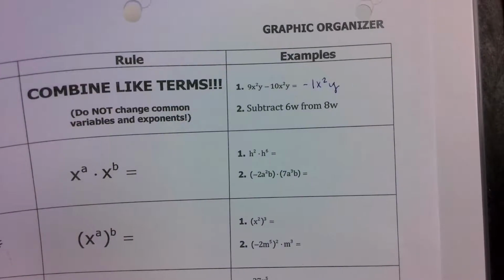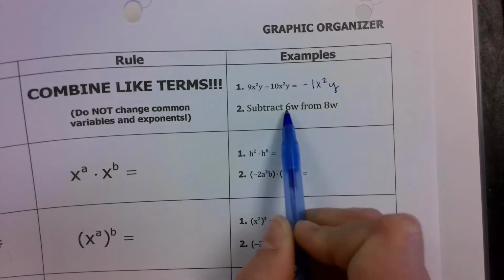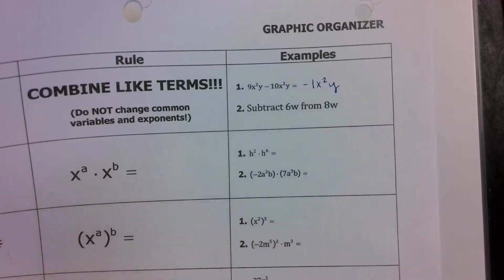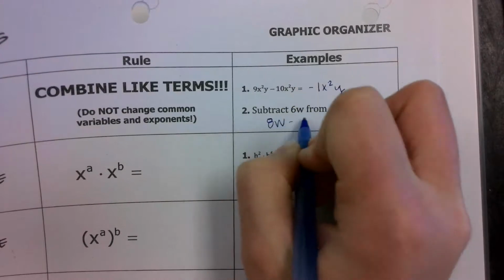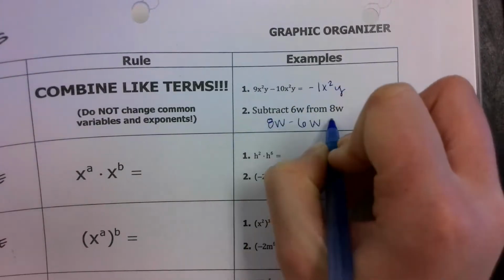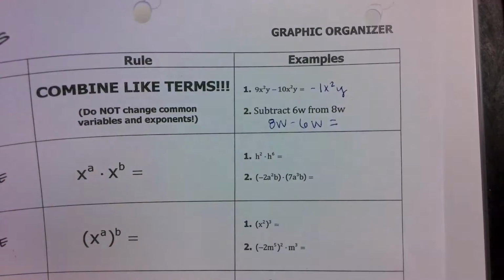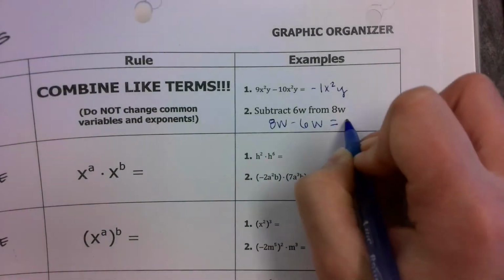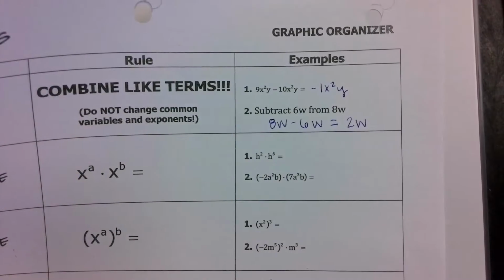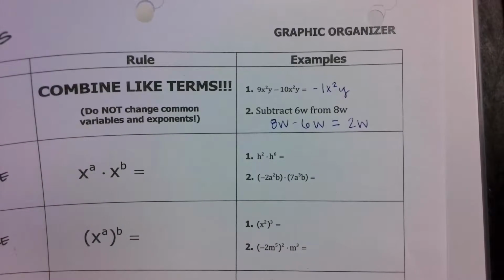It says subtract 6w from 8w. So that's kind of like a flip. You've got to switch the order. So 8w minus 6w. Then we can combine those like terms, right? And what is 8 minus 6? 2. So that whole thing is 2w. Is that all right? So just refreshing your skills on combining like terms.